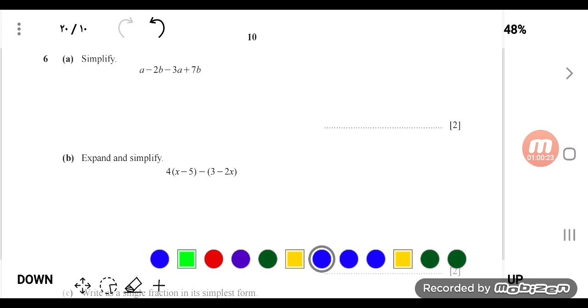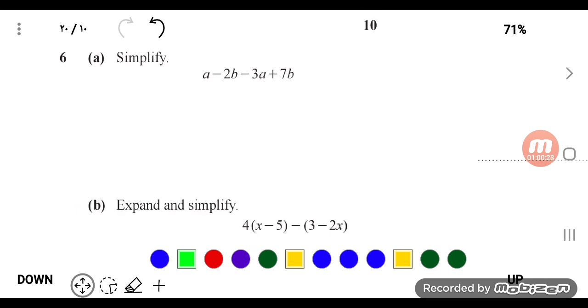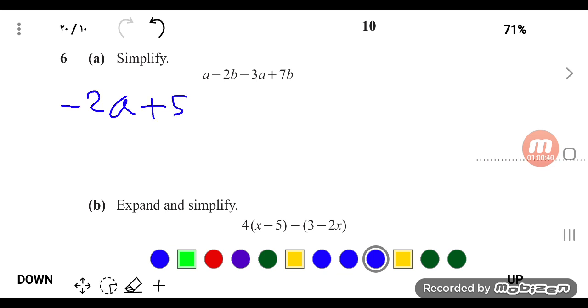Here we have an algebra question, number 6. Simplify a minus 3a, which is negative 2a, minus b plus 7b plus 5b. And that's it.